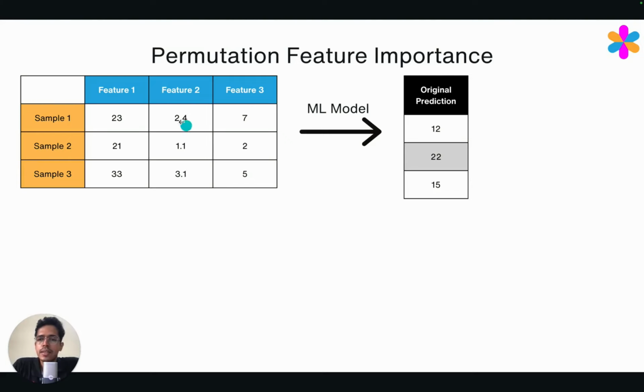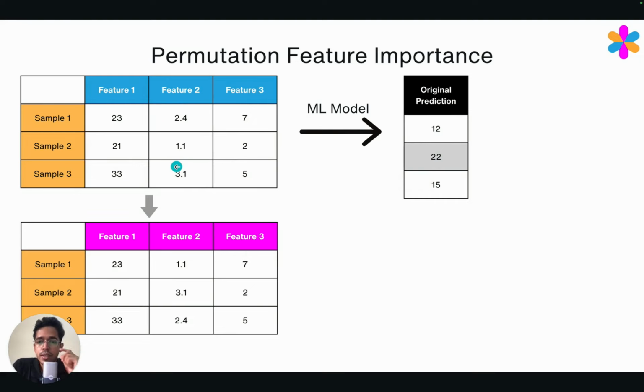What this means is, if we have 3 data points, sample 1, sample 2, sample 3, and if we have 3 features, feature 1 to 3, and let's say feature 1 has some values for each of these data points, feature 2 has some values, feature 3 has some values, and for this particular feature sample set, the ML model is making some prediction like this, right?